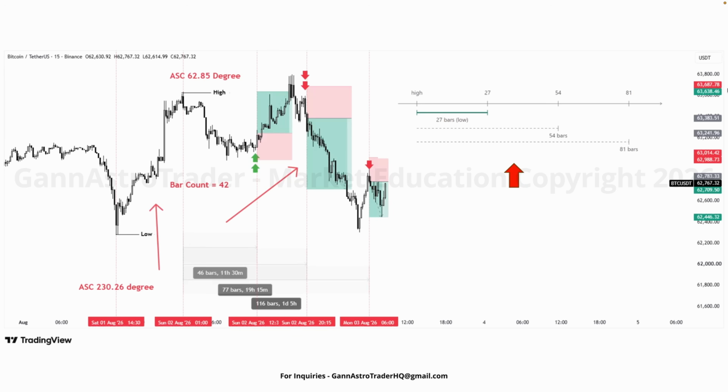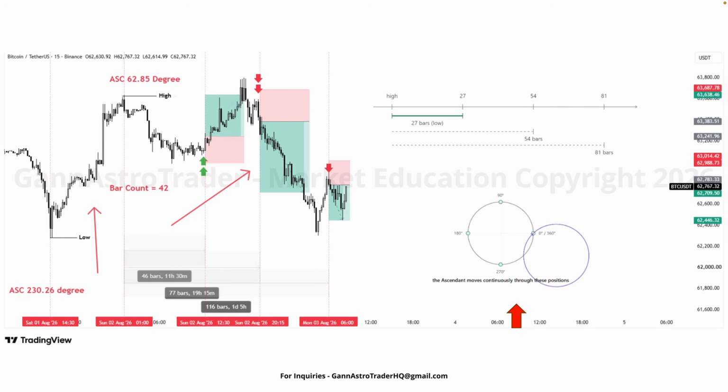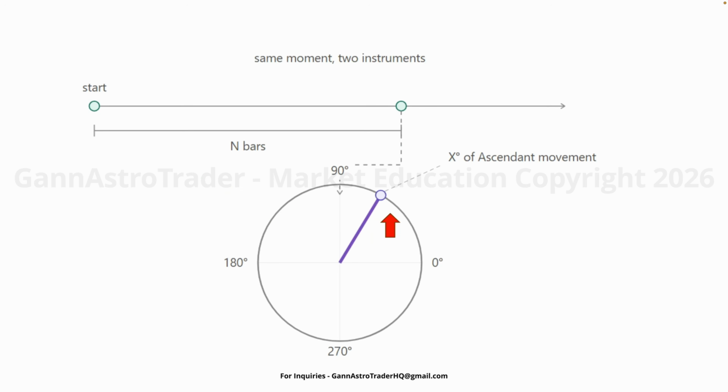Now we can take the same idea into geometry. A circle contains 360 degrees, which means every position around the circle has an angular relationship with every other position. A quarter rotation is 90 degrees. A half rotation is 180 degrees. 3/4 is 270 degrees. These divisions create natural symmetrical points around the circle. When we introduce the ascendant into our analysis, we are able to observe its movement through these angular relationships over time. This is where the idea becomes more interesting.